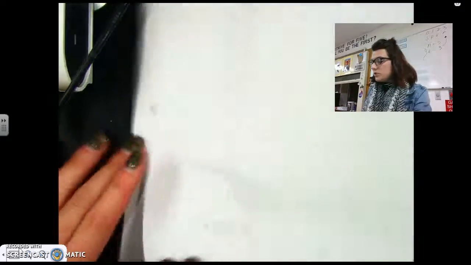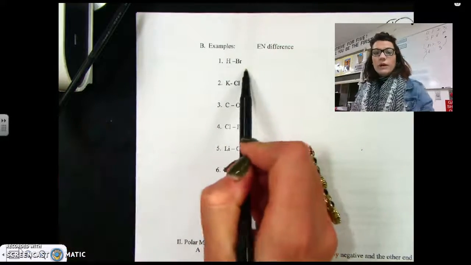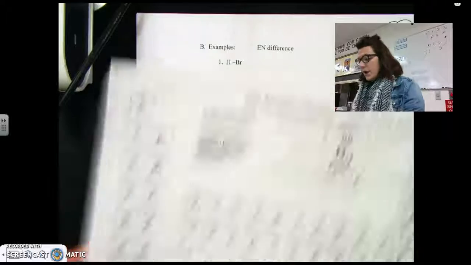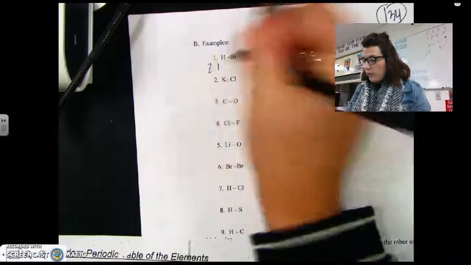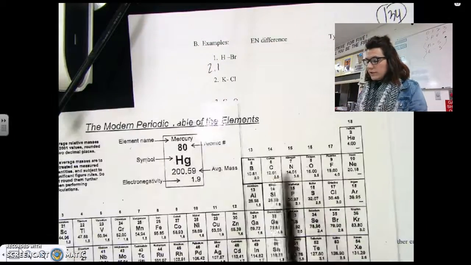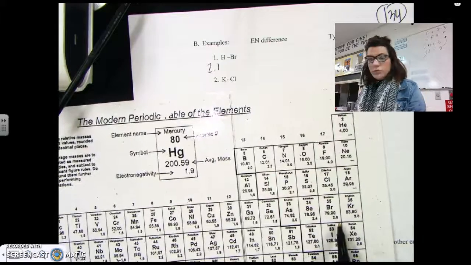Okay, so let's look at some examples here. Okay, so hydrogen and bromine. What I do is I look at my periodic table. Hydrogen's electronegativity is 2.1. Bromine's electronegativity is 2.8.